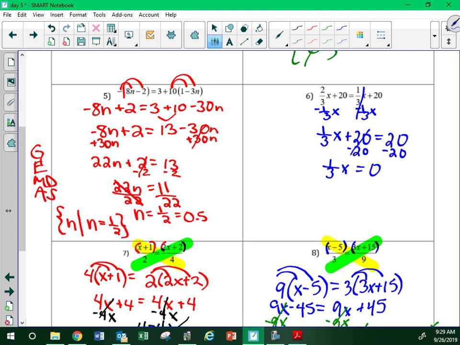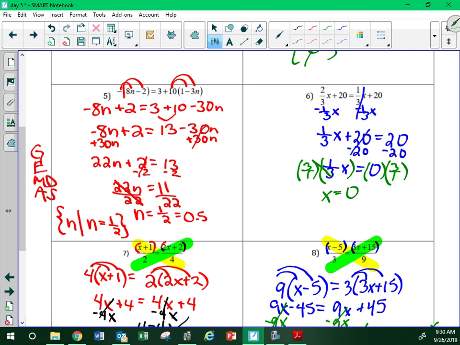So if I have 1/3 times x, how do I get rid of that 1/3? Divide. Yeah, flip it. So multiply by 3/1. That's the same thing as dividing by 1/3. A lot of people get that confused. So over here we just get x. What's 0 times 3/1? 0.